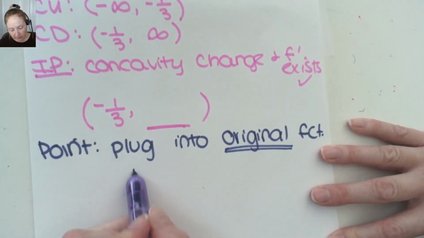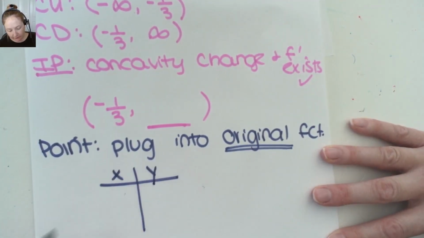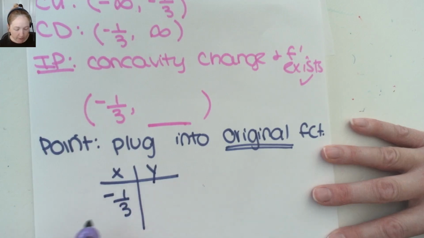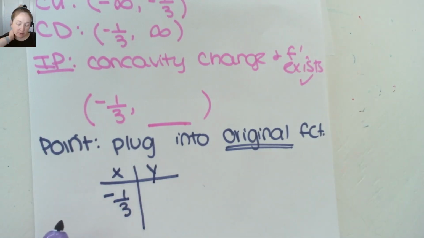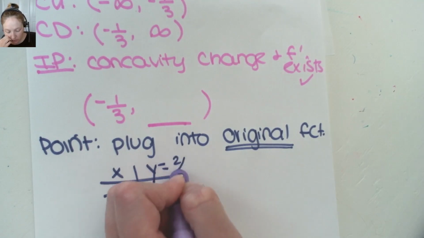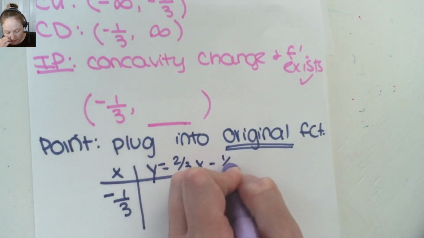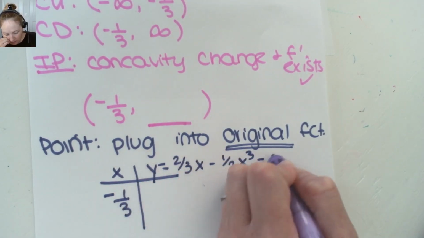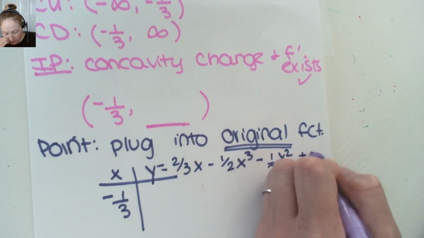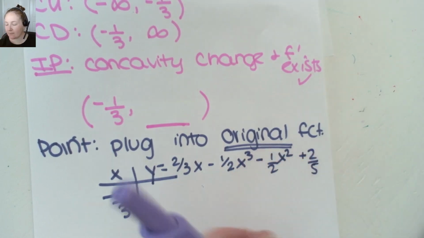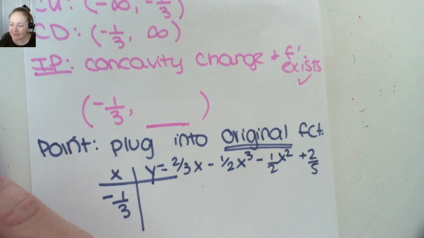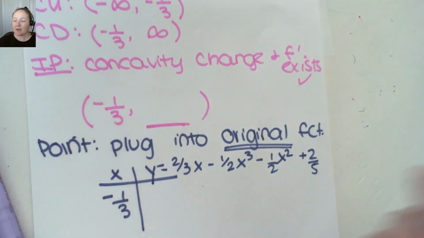Okay, so we're going to take our x comma y, and we're going to have our negative 1/3 and plug it into our original function. So that's going to be the 2/3 x minus 1/2 x to the third minus 1/2 x squared plus 2/5. Now let's see if we can type this in on our calculator correctly, because that's going to be a bit of a challenge, everybody. But we're up for the challenge.